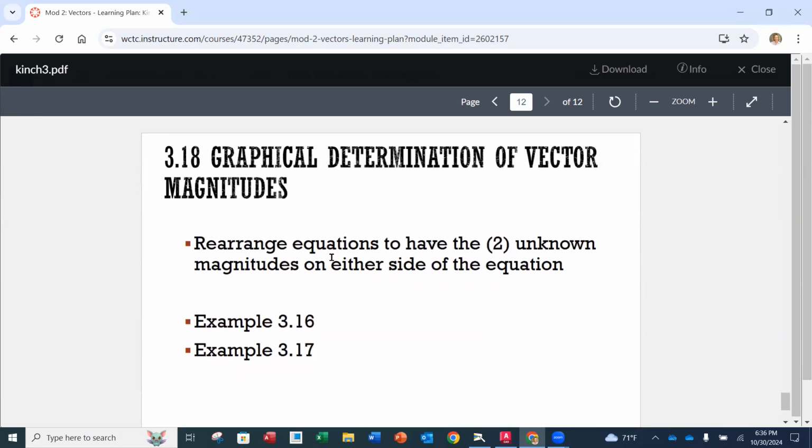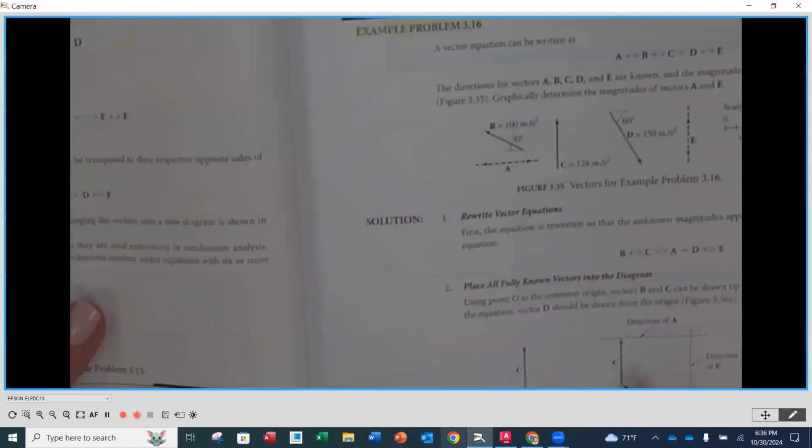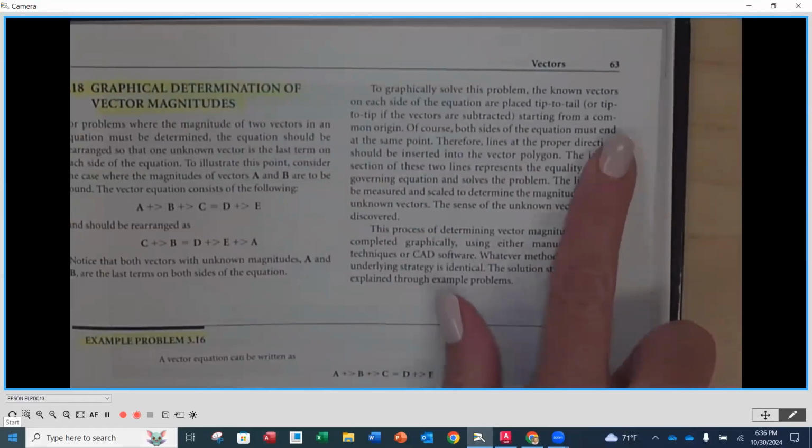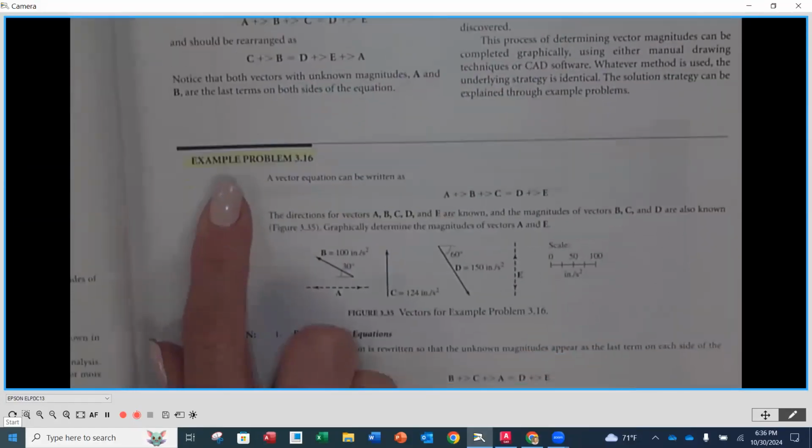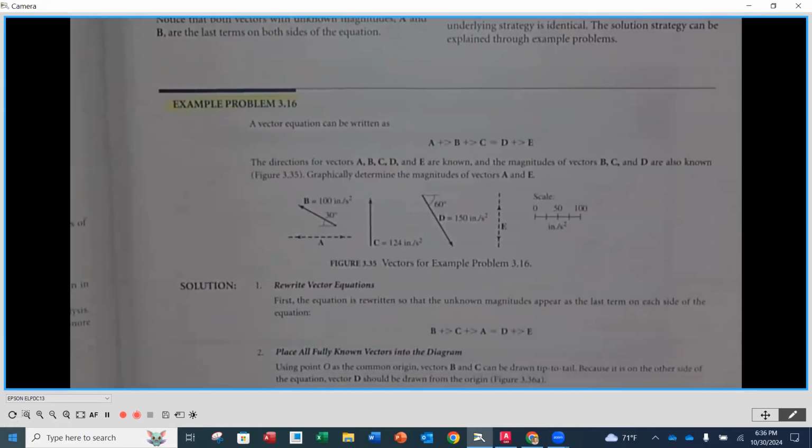Now, we're going to be working with vector equations as a means of solving for an unknown value or an unknown portion of a vector in a vector equation. The last two examples we're going to go over tonight are going to look at this more specifically. So let's look at example 316, which is found on page 63. I'm going to go underneath our camera here, page 63, and we are going to be looking at example problem 316.